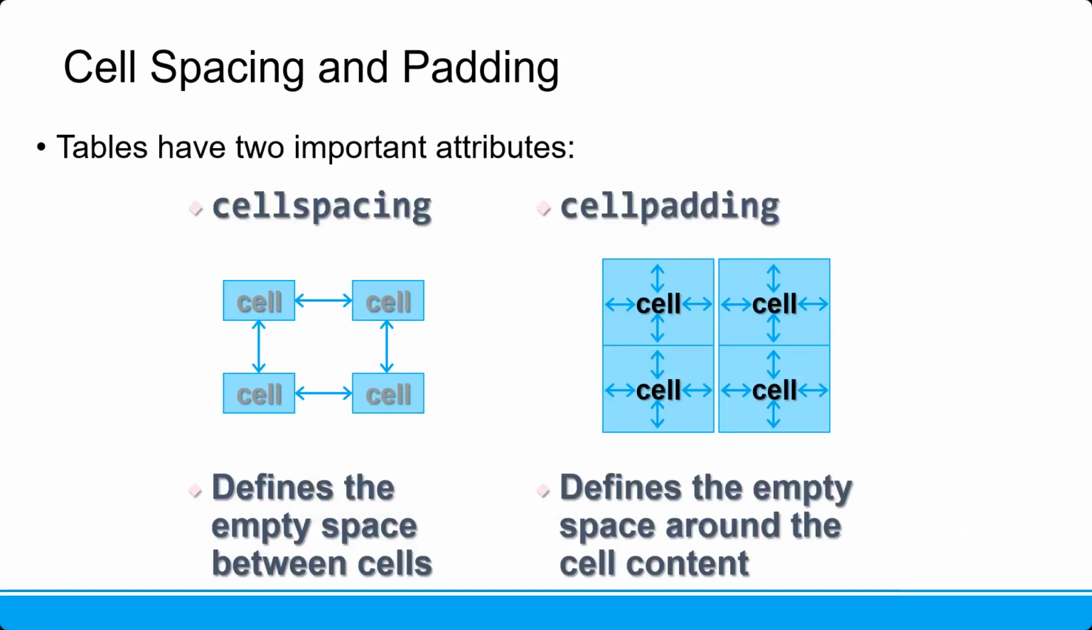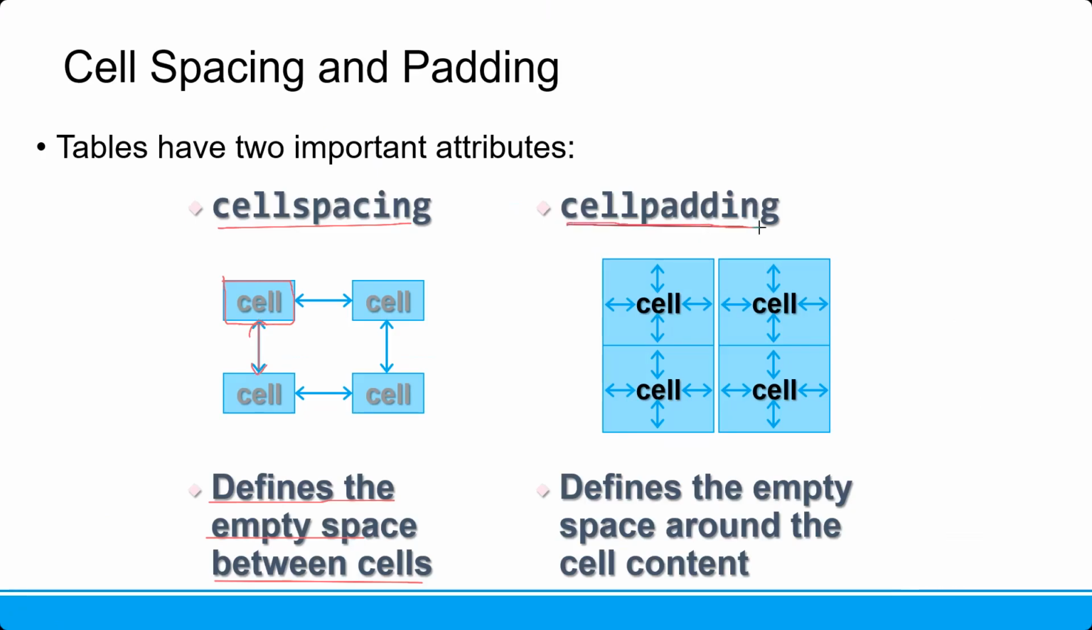In the tables, there are two important attributes. We call it cell spacing and cell padding. Cell spacing. Cell spacing means we can define the empty space between the cells. So if we have the cells, we have the empty space here. We have the empty space. So what is the empty space between the cells?